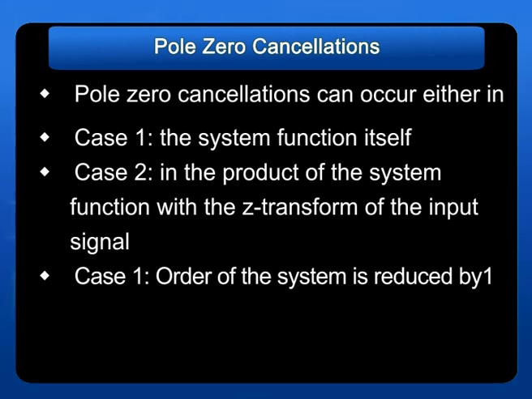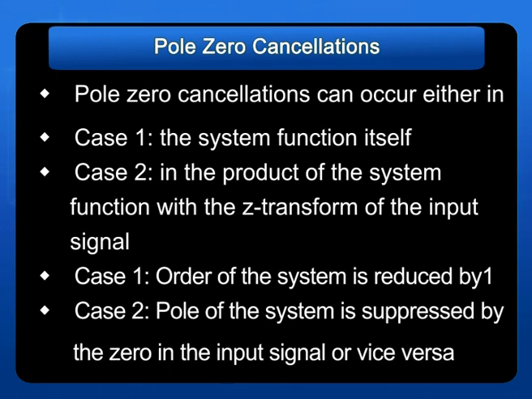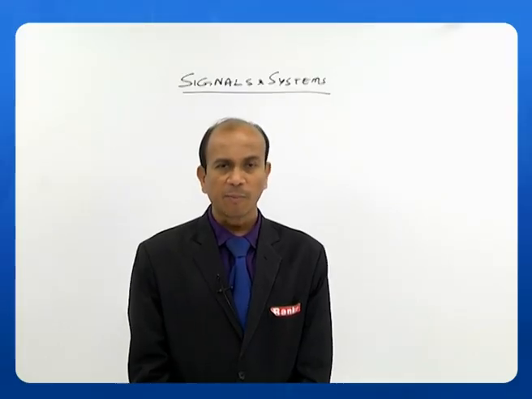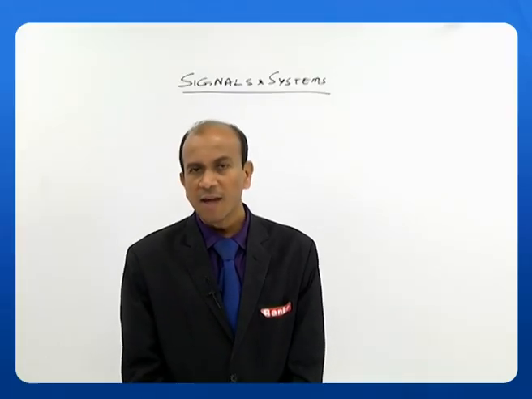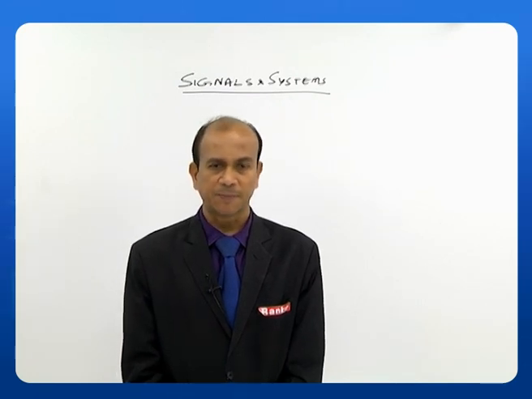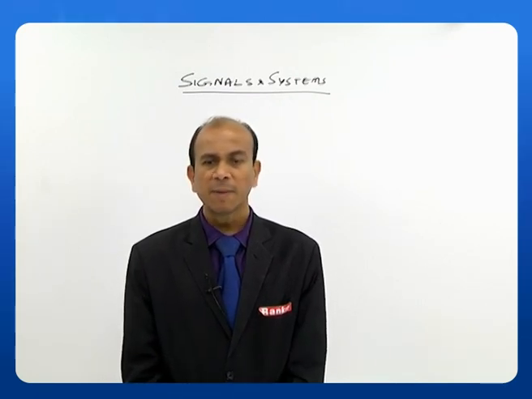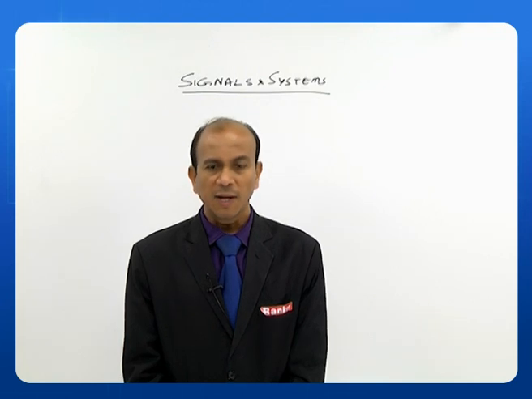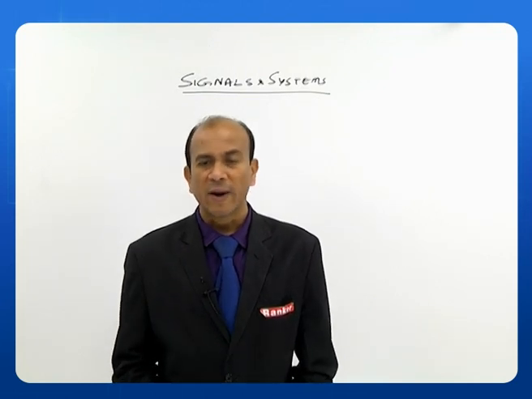Case 1: if a pole is cancelled by a zero, or a zero cancels a pole, in the system function itself, then the system order is reduced by 1. That is important. Then case 2: a pole of the system is suppressed by a zero in the input signal, or vice versa. Case 2 is where we are talking about the product of the system function and the Z transform of the input signal. So the pole of the system is suppressed by the zero in the input signal, or vice versa.